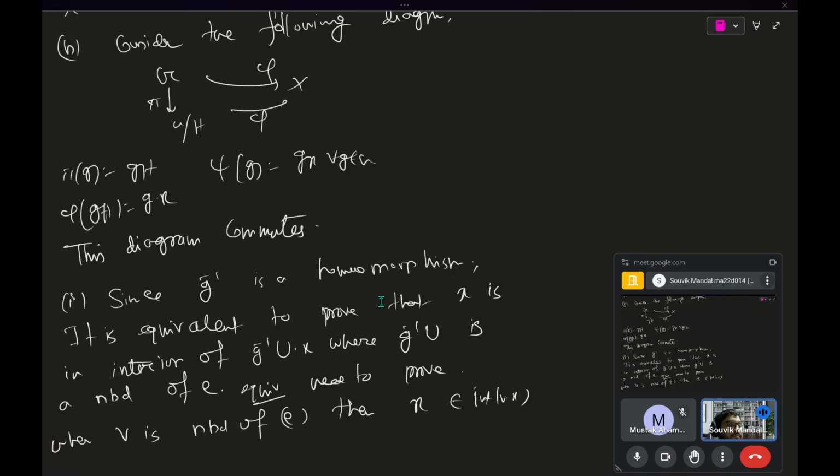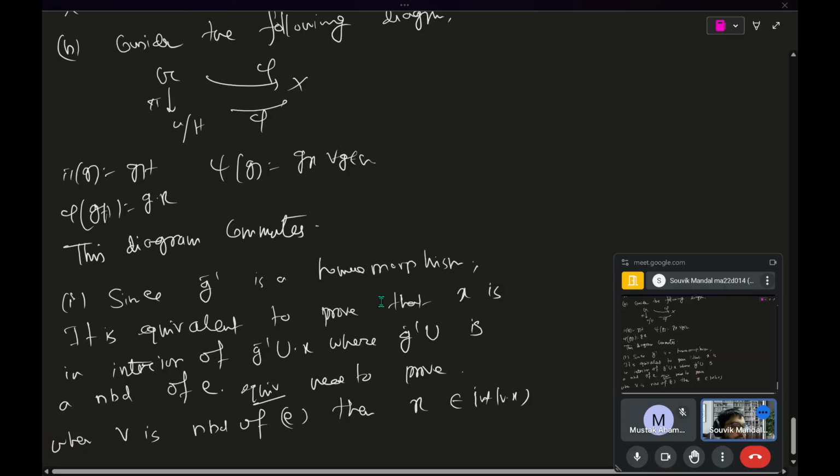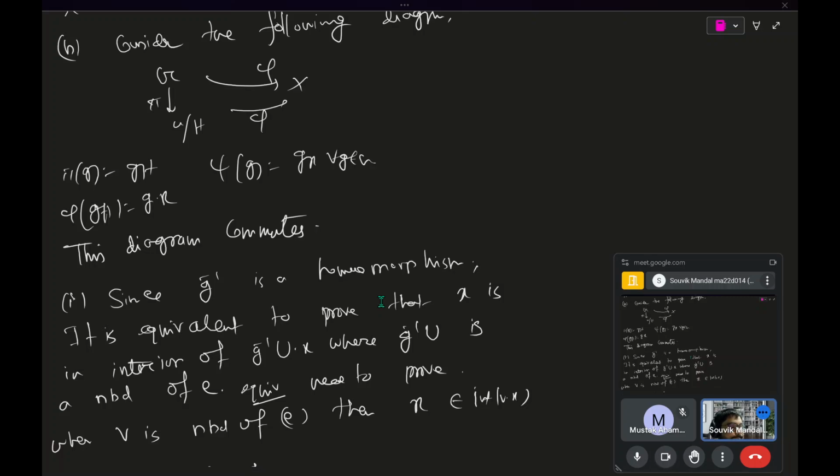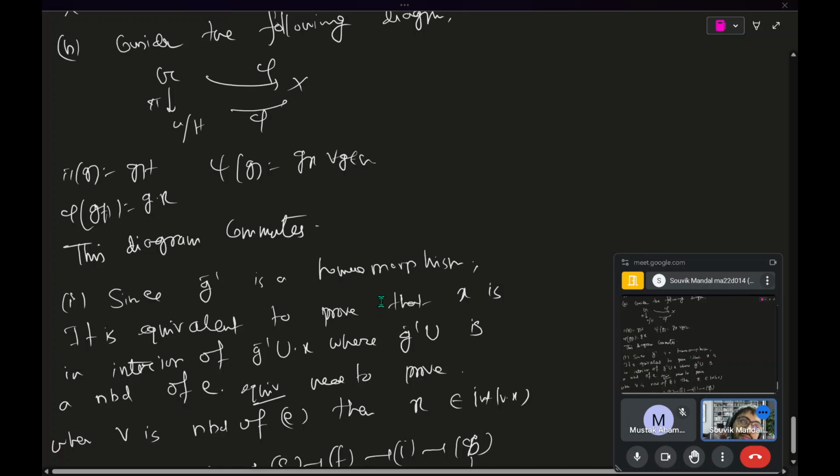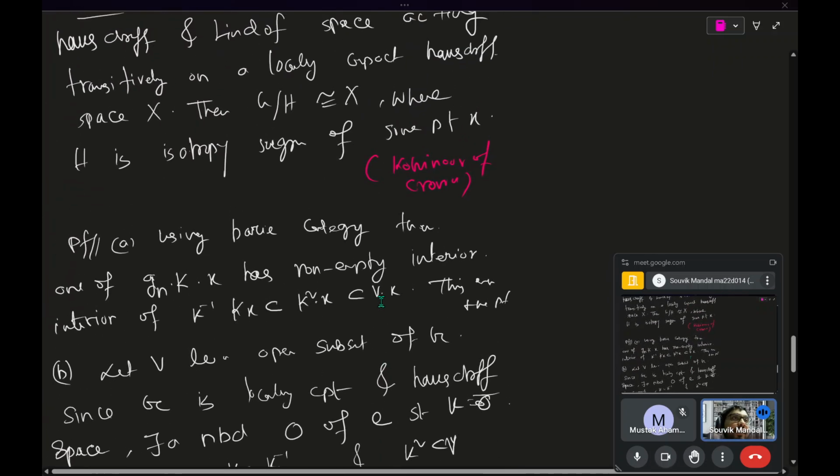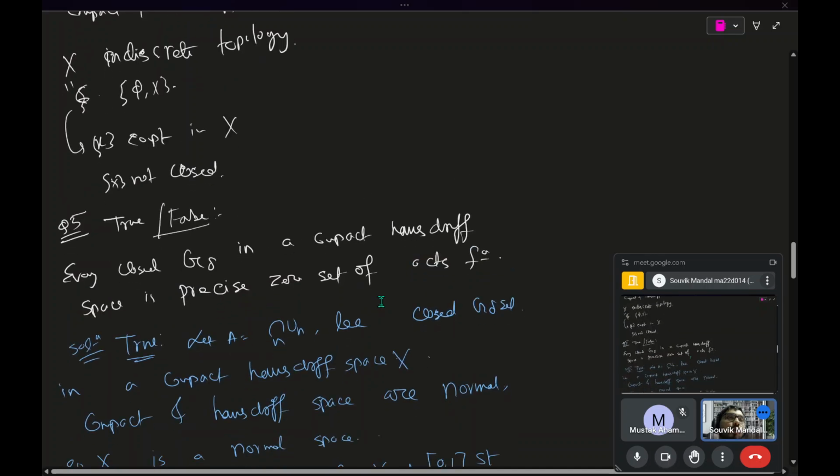So now the question is, observe that if we go through these steps in this order, then this proof will be complete. So let me rediscuss the whole proof because this proof is quite long.